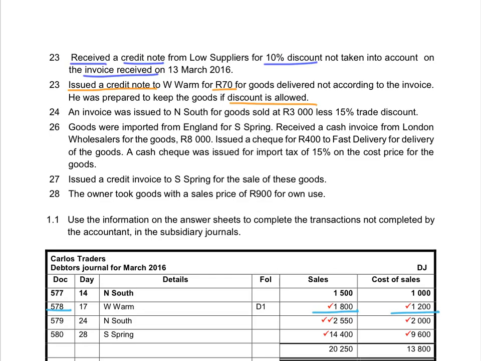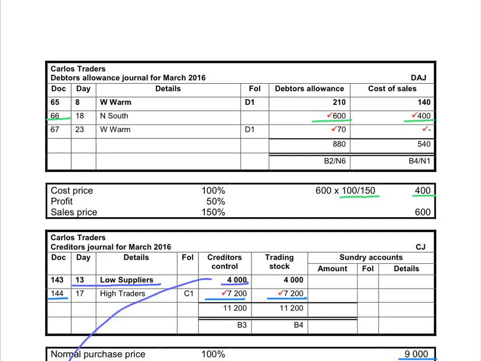When we sell to a debtor, we record it in the debtor's journal. If we want to reduce his account, we will record it in the debtor's allowances journal. The next number will be number 67, and we will indicate that we will reduce his account with 70.